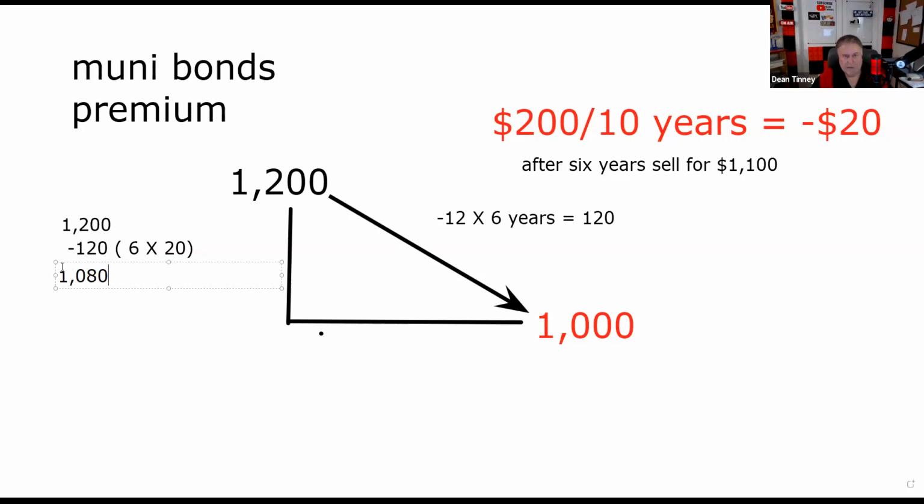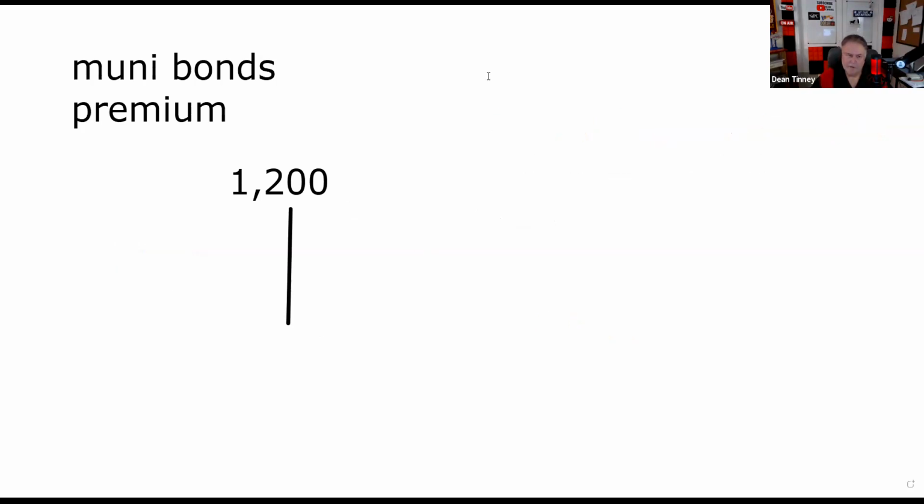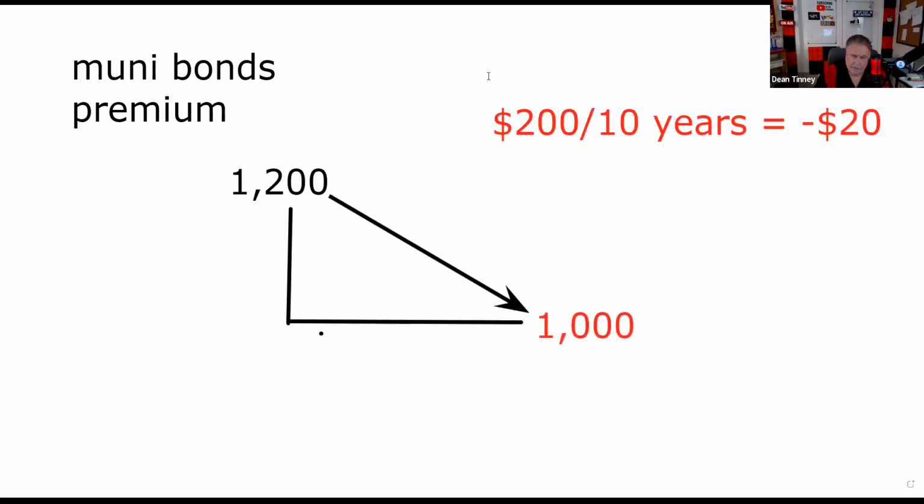So let's review. Go all the way back to the beginning. Here's the test phraseology. Your customer buys a muni bond for $1,200 with 10 years to maturity. After holding it for 6 years, your client sells for $1,100. What is the gain or loss? Your customer buys a muni bond for $1,200 with 10 years to maturity, after holding it for 6 years, sells for $1,100. What is the customer's gain or loss?